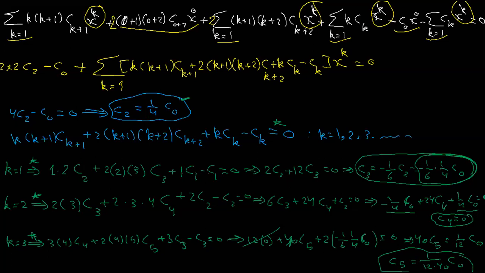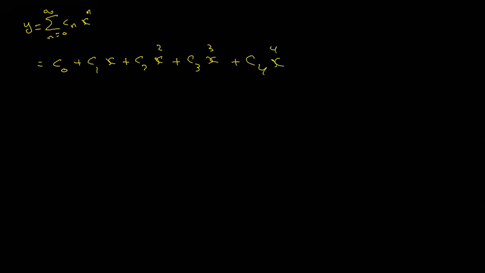But because I don't have time now, let me stop and let me write my solution in this slide. So now I'm going to write my solution. Notice how to write your solution. Don't forget that your solution is given to be the sum of Cn x to the power n, starting from 0 to infinity. Expand it. It is C0 times x to the 0, which is 1, plus C1x, C2x squared, C3x to the power 3, plus C4x to the power 4, plus C5x to the power 5, and so on.